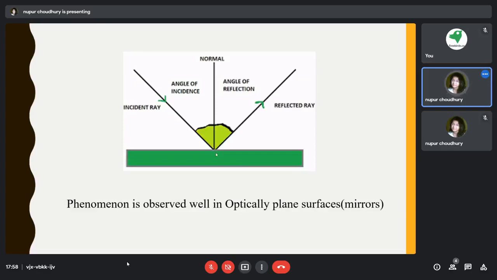Now, the center straight line you can see here is named the normal. This normal is basically a perpendicular drawn to the surface on which the light is incident. The angle of incidence is the angle at which the incident ray falls on the surface along with the normal. I'm talking about this angle, the left angle.